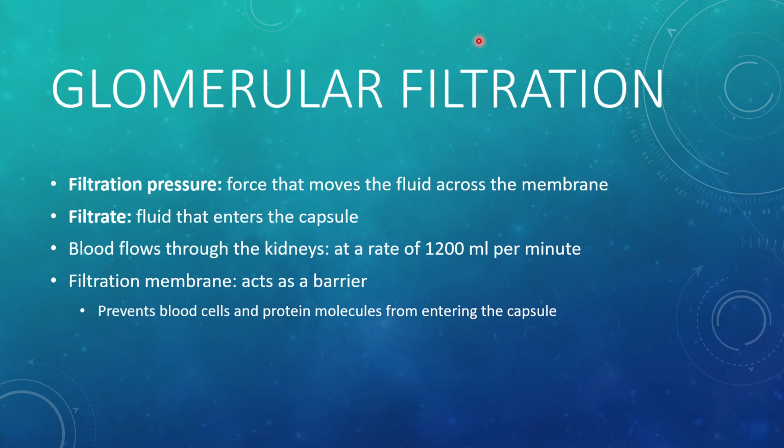Filtrate is the fluid that enters the capsule, the glomerular capsule, and blood flows through the kidneys at a rate of approximately 1,200 milliliters per minute, just over a liter per minute. The filtration membrane acts as a barrier, preventing blood cells and protein molecules from entering the capsule.